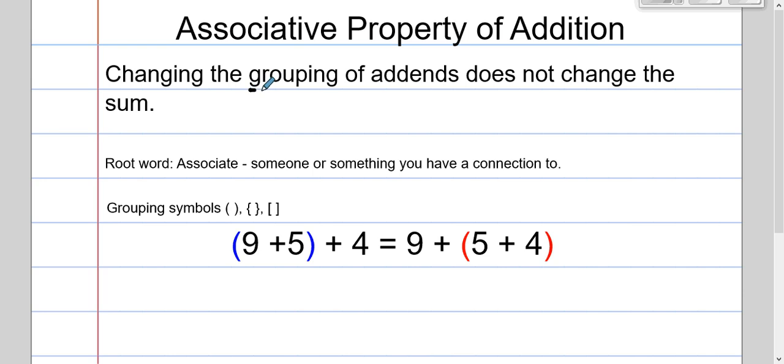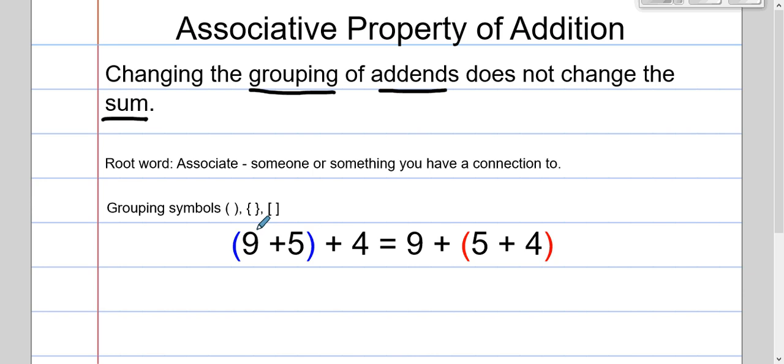So if I change the grouping of my add-ins, it's not going to change the sum. Grouping or associate is a connection that you have with something or someone. So you have church associates and school associates and work associates and neighborhood associates. These are all people or things that you have a connection with. And in math, we show those connections with these grouping symbols, the brackets and the parentheses.